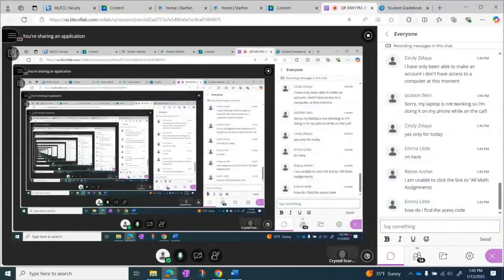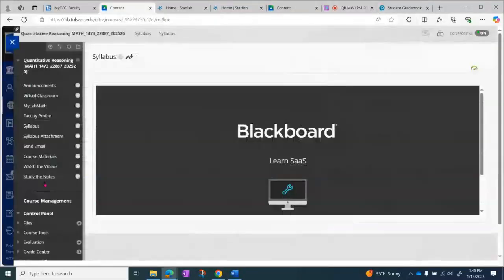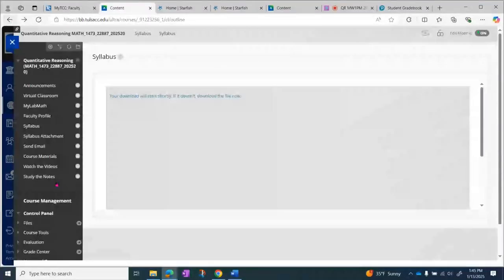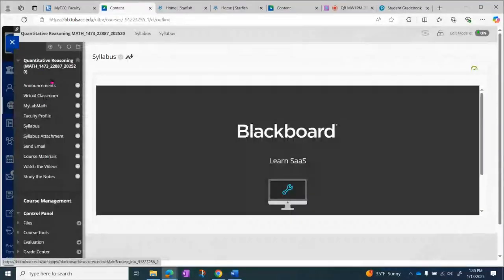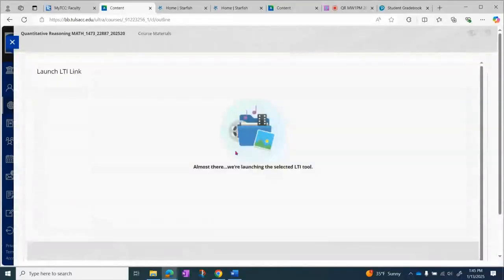Okay, in order to find the access code, you need to go to course materials. This is our course shell. This is the menu for the course shell. In the menu, we have a lot of sections. The one here says course materials. That's where you copy your access code. So you click course materials.